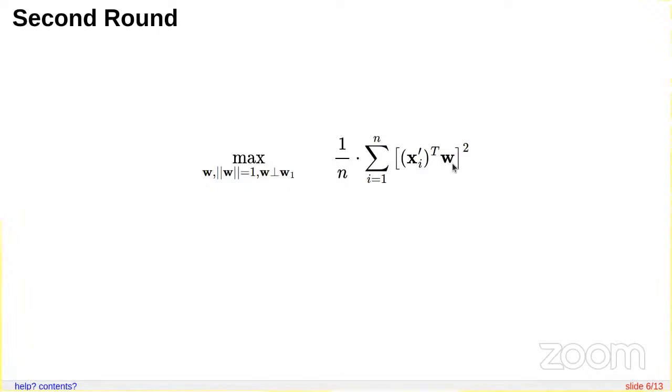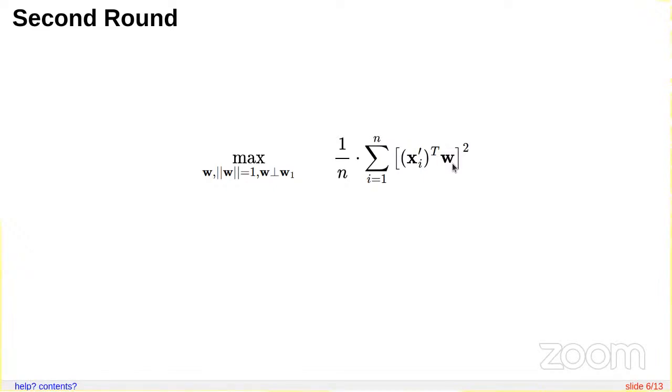Currently, what we mean by W is some placeholder for the optimization problem. The line onto which we project the points is called W1. The unit vector along that line is W1. And what about W2? W2 will be the unit vector along the second principal component.